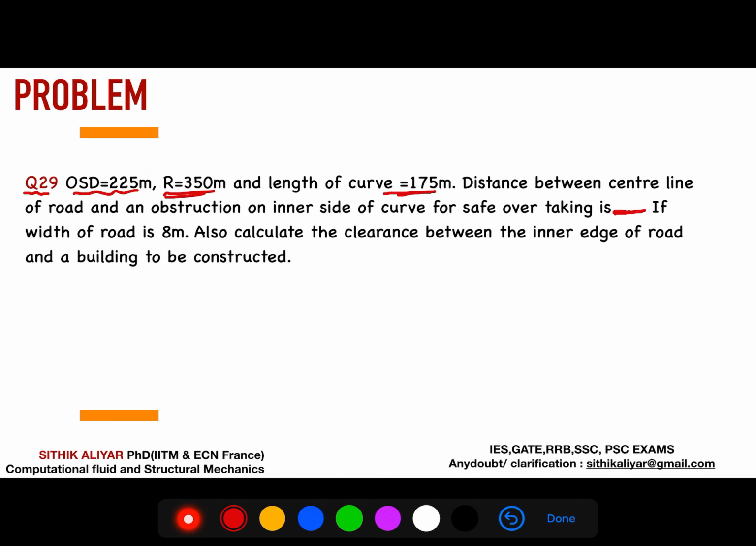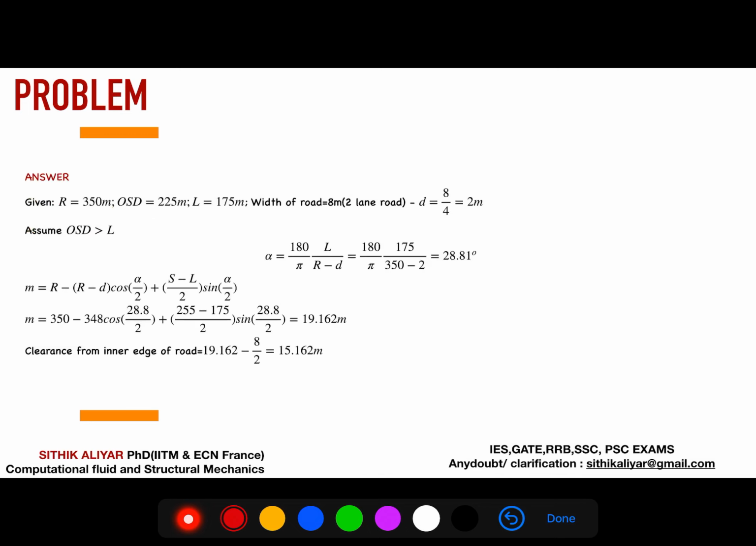Don't get confused. They are asking the setback from center line of the road, and an obstruction on the inner side of the curve for the safe overtaking is dash, and they have given the width of the road 8 meter, and also calculate the clearance distance between inner edge of the road and a building to be constructed. So you see the given radius is 350 and OSD, don't get confused, OSD is nothing but S, just a side distance.